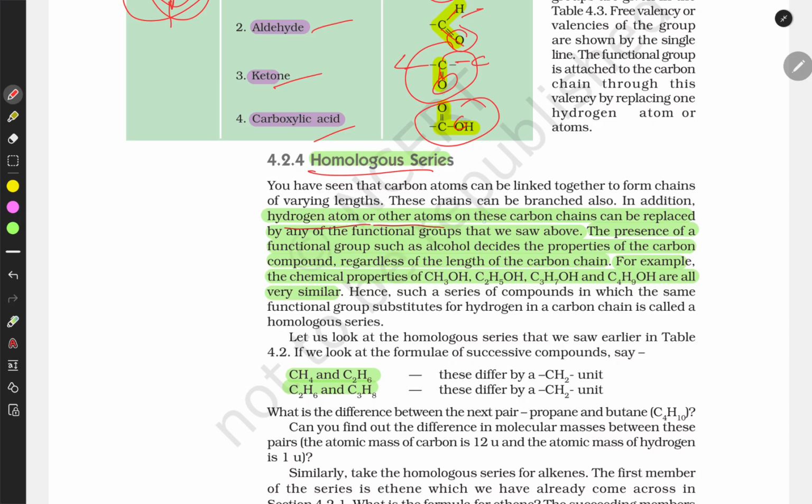Hydrogen atoms and other atoms on these carbon chains can be replaced by any functional group that we have discussed above. The presence of a functional group such as alcohol decides the property of a carbon compound regardless of the length of the chain. So these functional groups decide the properties of the compounds. For example, the chemical properties of methanol, ethanol, propanol, and butanol are similar.